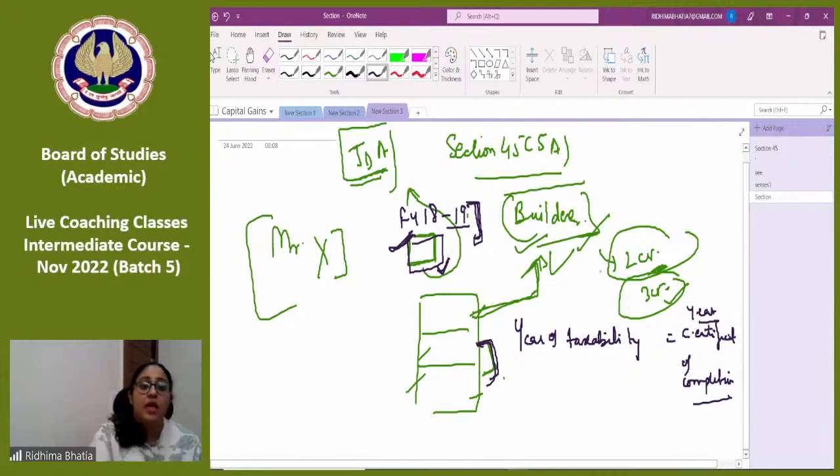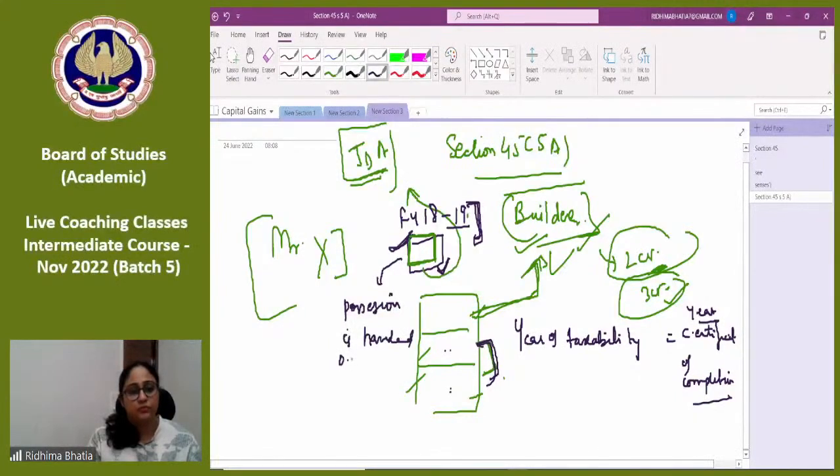Transfer has happened, and here again, students, I'm saying again and again, we're not talking about these assets. These are not my asset in question. This house is my asset in question. This particular house is my asset in question. So the year of transfer would be 18-19 when the possession is handed over. But the year of taxability would be the year when the certificate of completion is issued by authority. Correct?